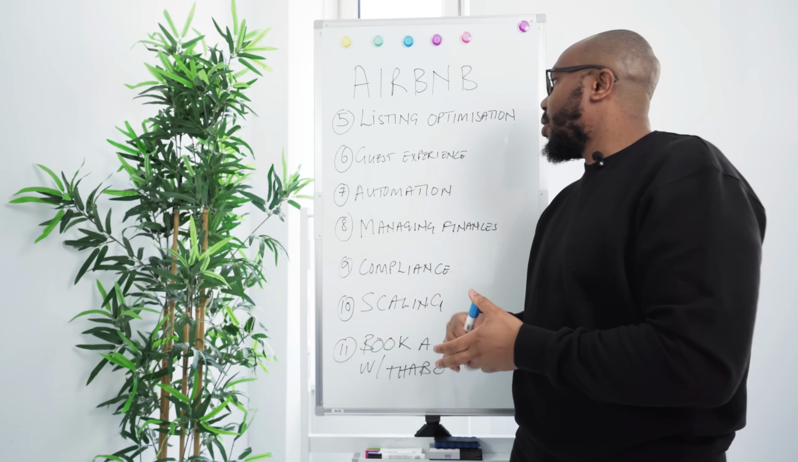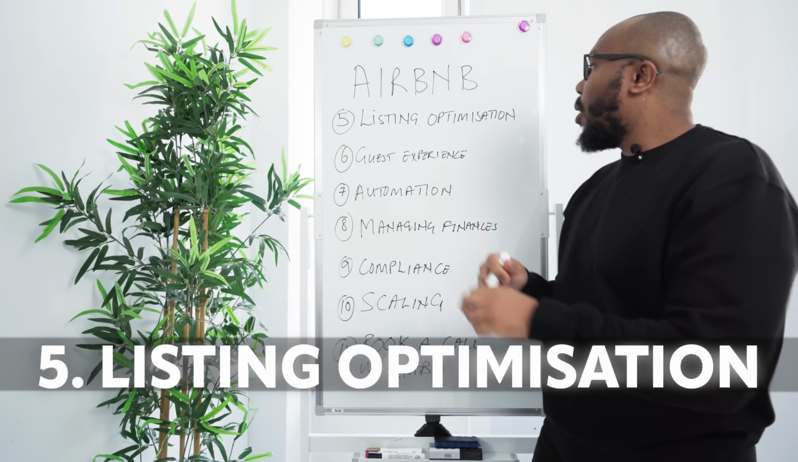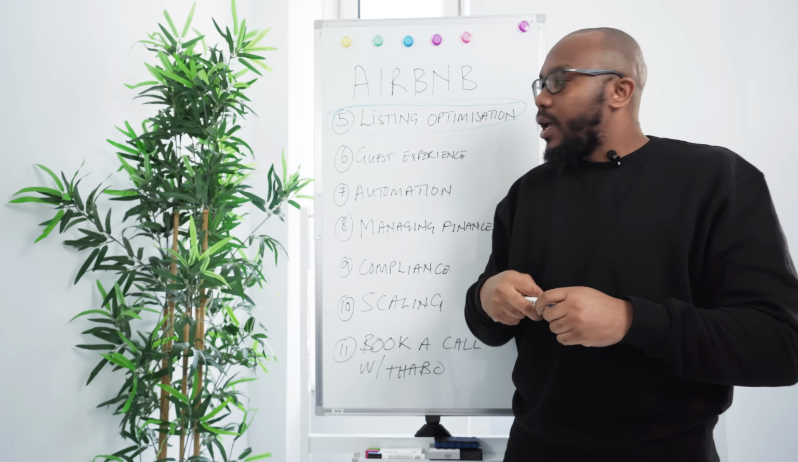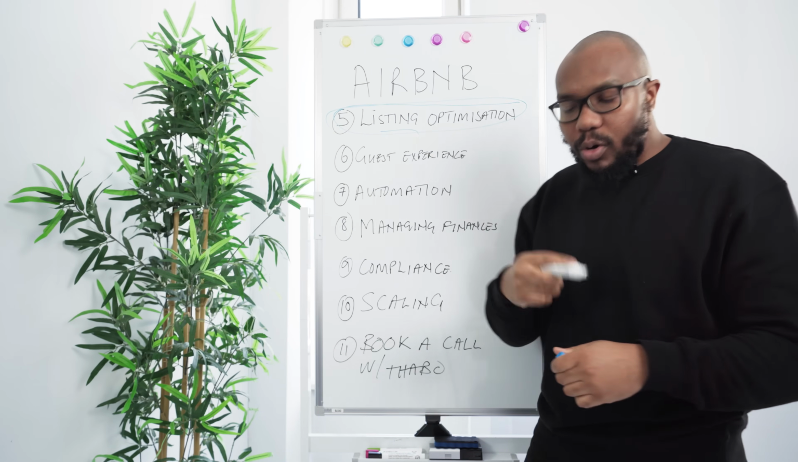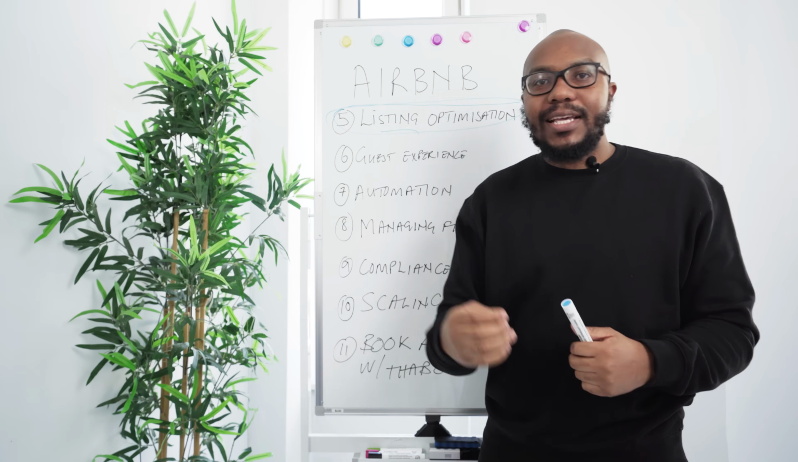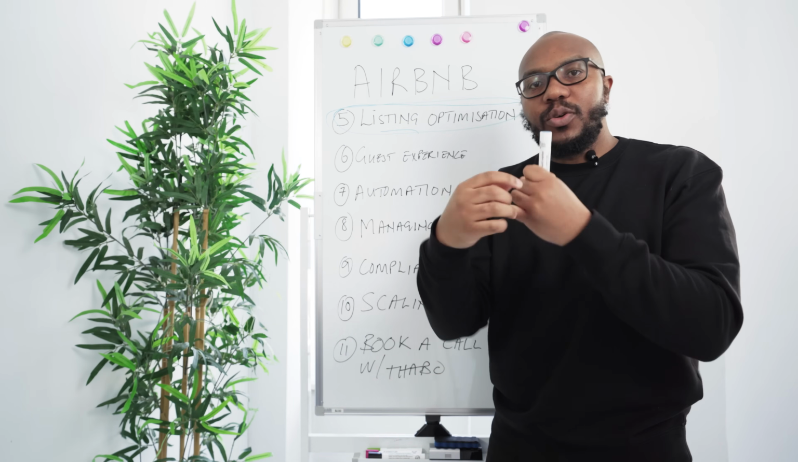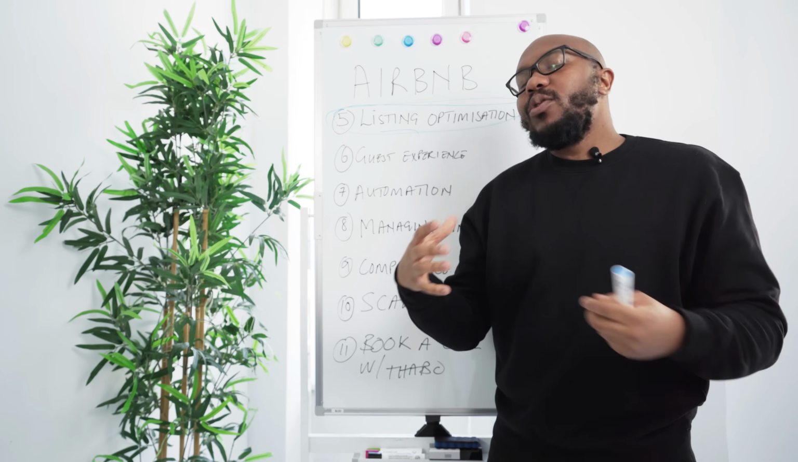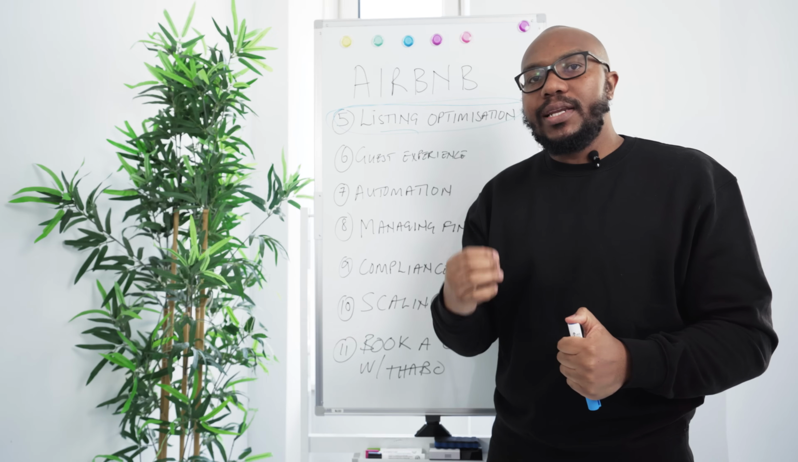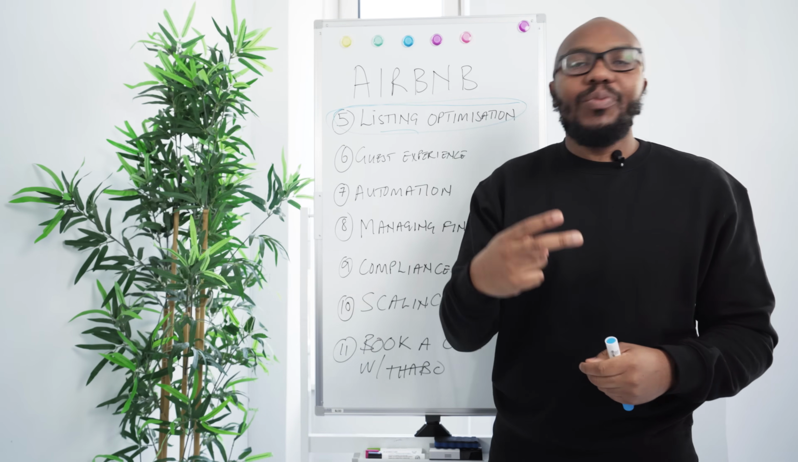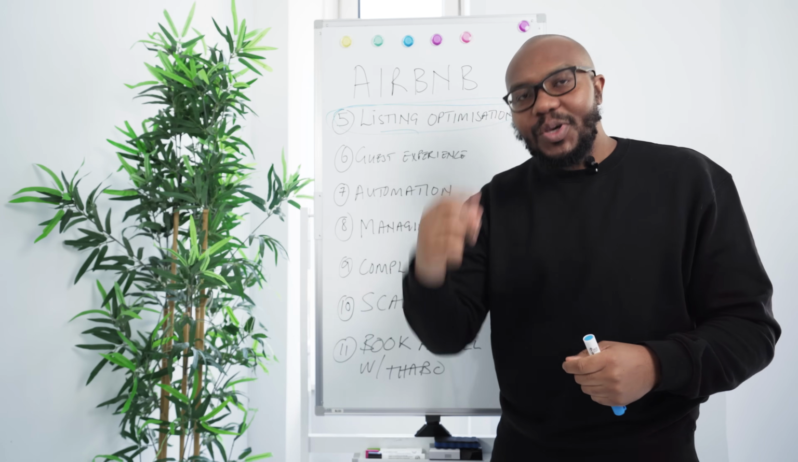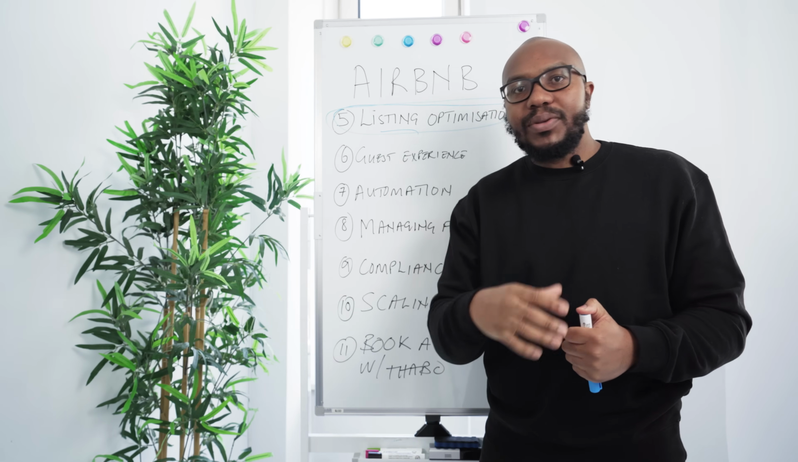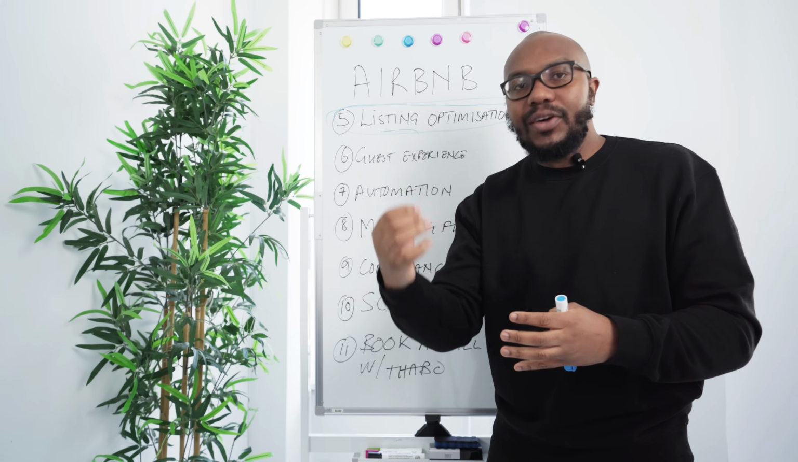So carrying on from the video, number 5 is listing optimization. Once you've got your property from a landlord and you've finished it, you now want to list it on OTAs. So what are OTAs? OTAs are online travel agents. So these are the likes of Airbnb, Booking.com, VRBO, Expedia. There are so many OTAs, so you can list your properties on all of them, but the 2 main ones are Airbnb and Booking.com. That's where you probably get 80% of your bookings when you're starting off, and the rest, the 20%, could be direct bookings if you've got a direct booking website.